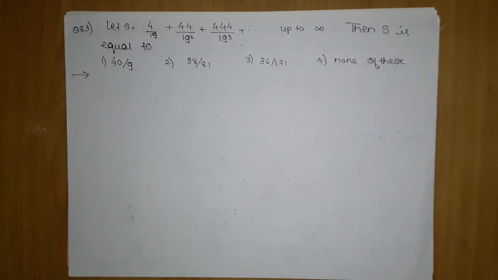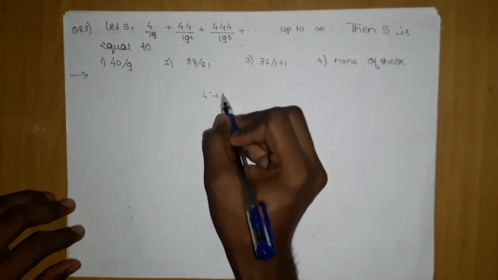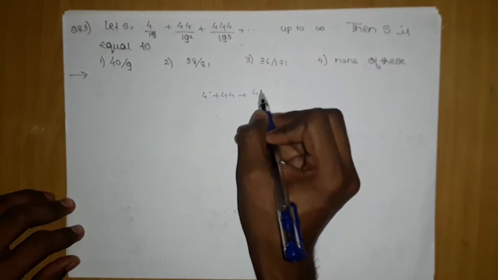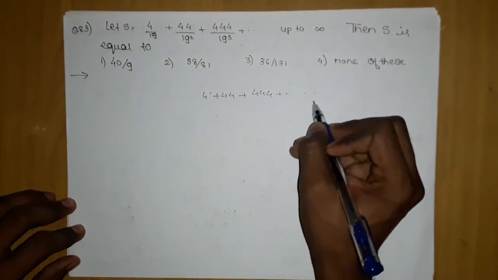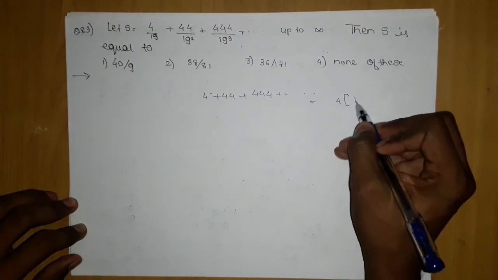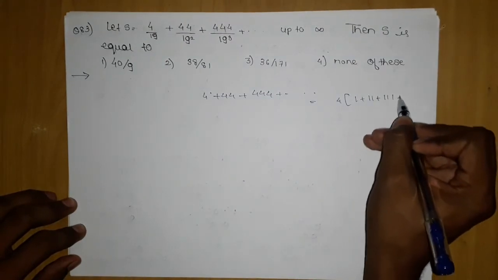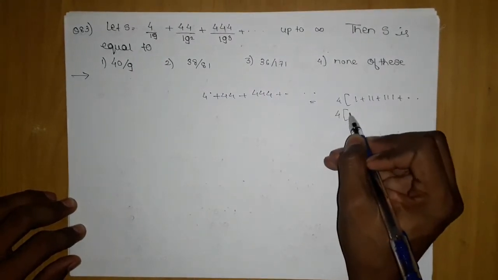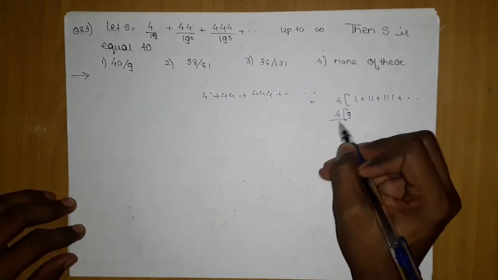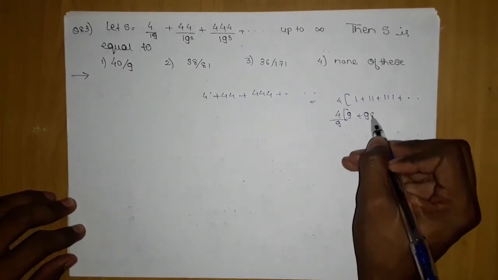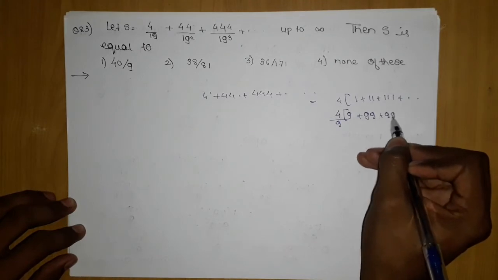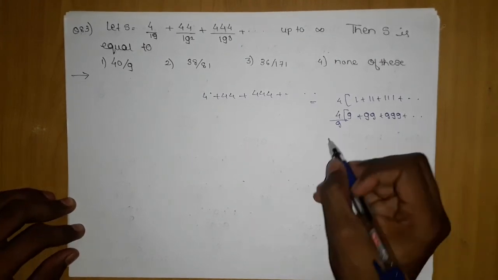So what we are going to do, since we have done the problem where the 444 term used to come, let me remind you, this 4 plus 44 plus 444, this variety of problem, what we used to do is take the 4 common, 1 plus 11 plus 111 and so on. Then we used to multiply and divide by 9, which used to give us 9, 99, 999. I'm revising it. So we used to form a GP.